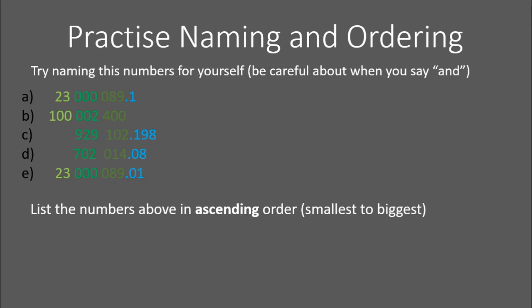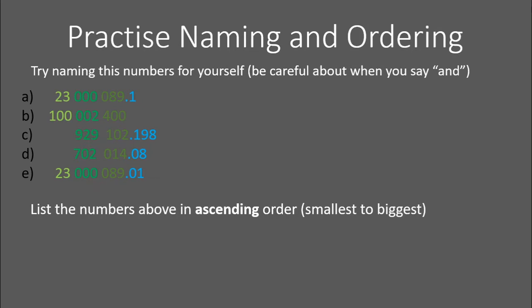Let's do some practice for yourself now. So you're going to name these numbers for yourself. Be very careful when you're going to say "and". Notice I've color-coded them for you and I've spaced them out nicely for you. Remember, on a test, if it's not nicely spaced out, you might want to rewrite it nicely spaced out. You may even want to try and line up your place values as I've done for you here.